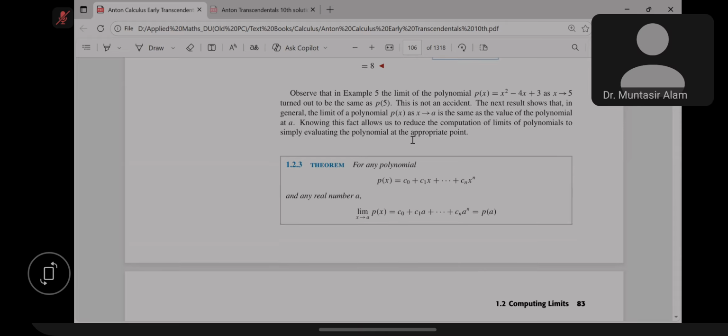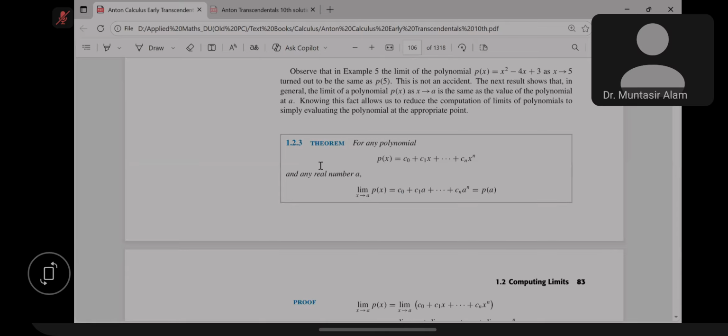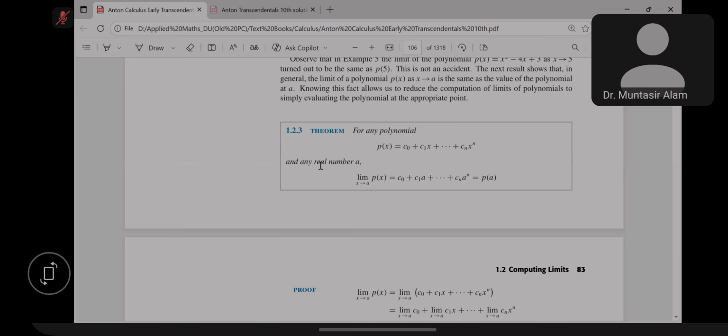All right. So now we are moving to the next theorem. This theorem actually indicates the same thing we studied right now. For any given polynomial p of x, that means a polynomial function of x, and any real number a, if we calculate the limiting value of the polynomial as x approaches a, it should be the same as taking the function value at x equal to a. That means just substituting x by a gives you exactly the same limiting value.